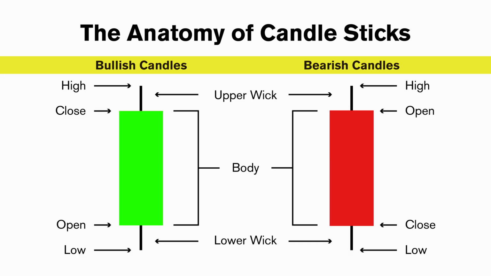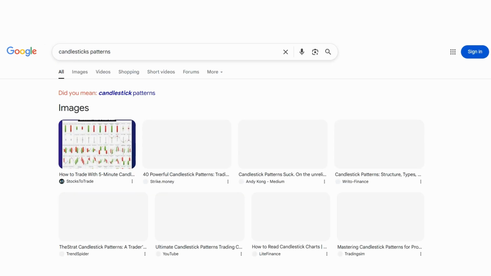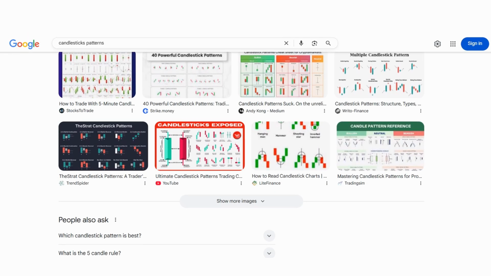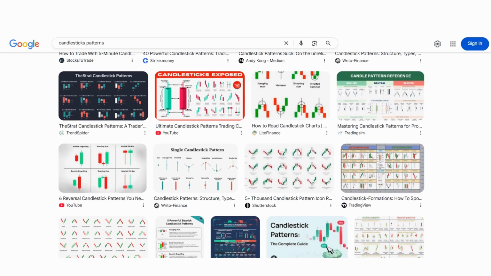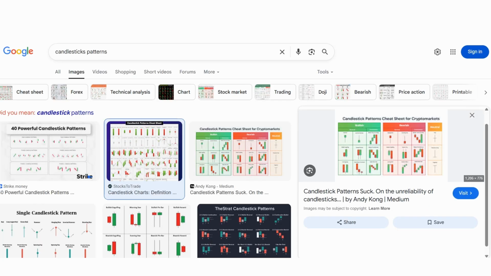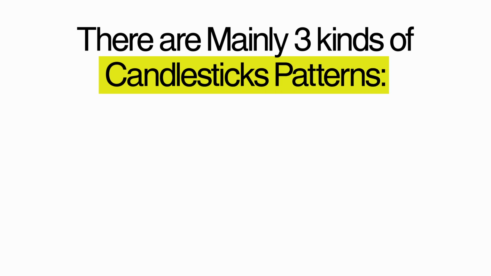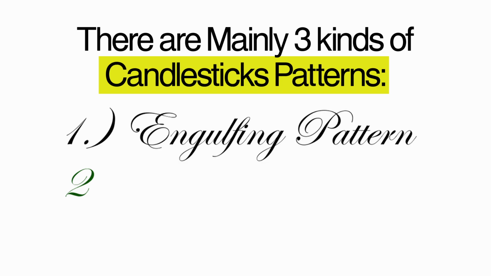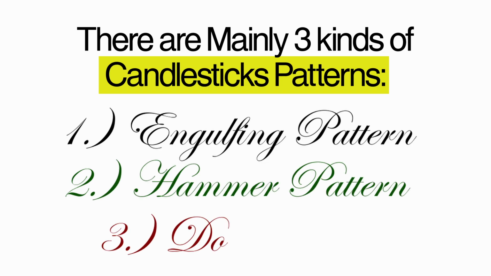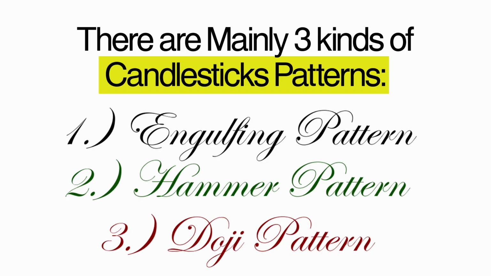Now if you ever go to Google and search for candlestick patterns, you will find countless types. Literally there is an entire encyclopedia of them. But do we really need to know every single one? Well, no. There are mainly three types of candlestick patterns that we'll use while trading. Number one is the engulfing pattern, number two is the hammer pattern, and number three is the doji pattern. Now let's talk about these in detail.